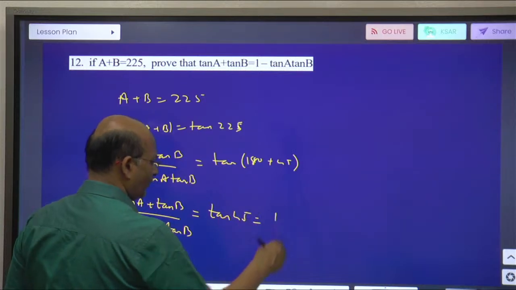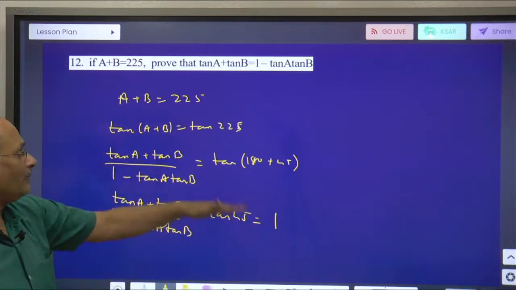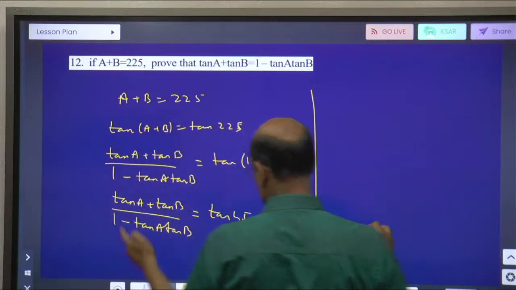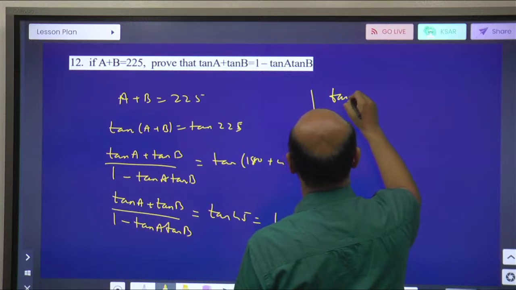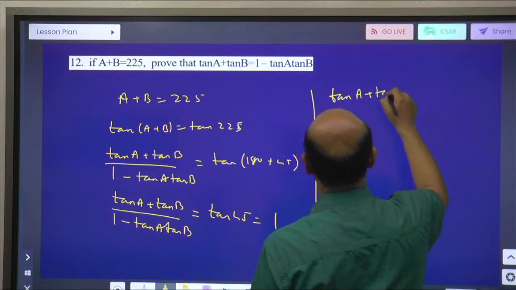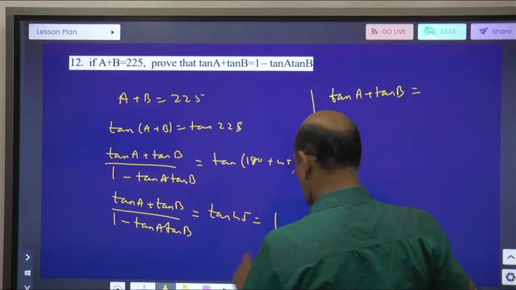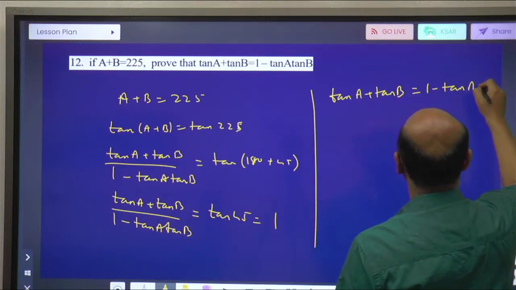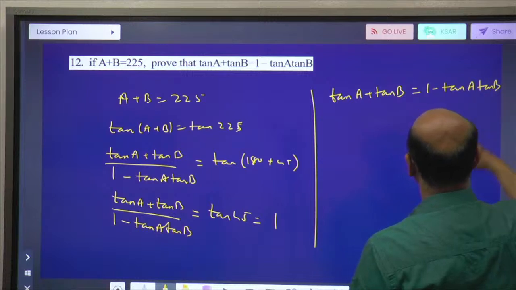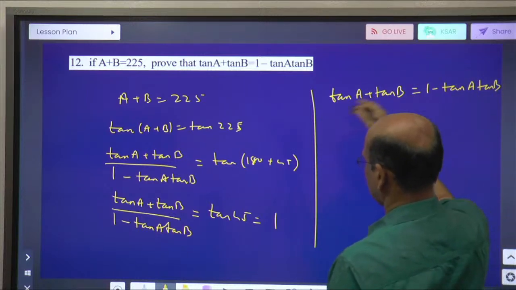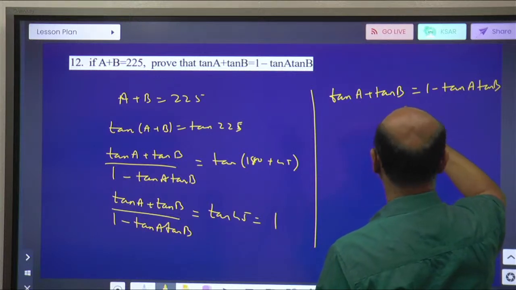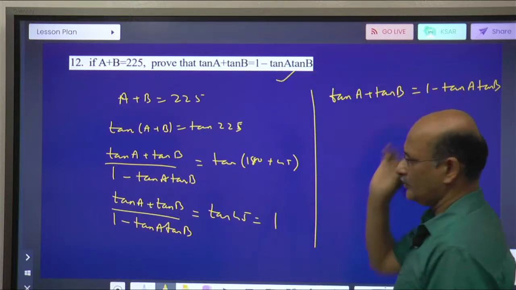Now what is tan 45? 1. Cross multiply, you prove it. If I cross multiply, this will become tan A plus tan B is equal to 1 minus tan A tan B. Take this side, take this side. I will be able to prove this now. So tan A plus tan B is equal to 1 minus tan A tan B.